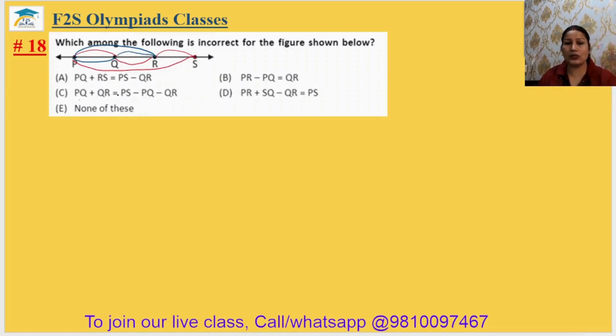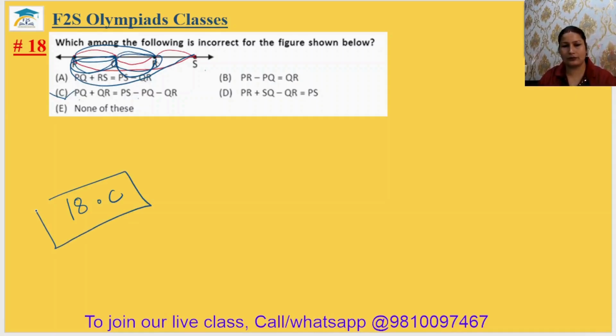Now PQ plus QR equal to PS. Where does PS extend from and to? Here PS minus PQ, after that minus PQ is done, this part is gone, minus QR is done, still RS is remaining here. So that's why option C cannot be correct. So this is the correct answer. 18th option will be C.